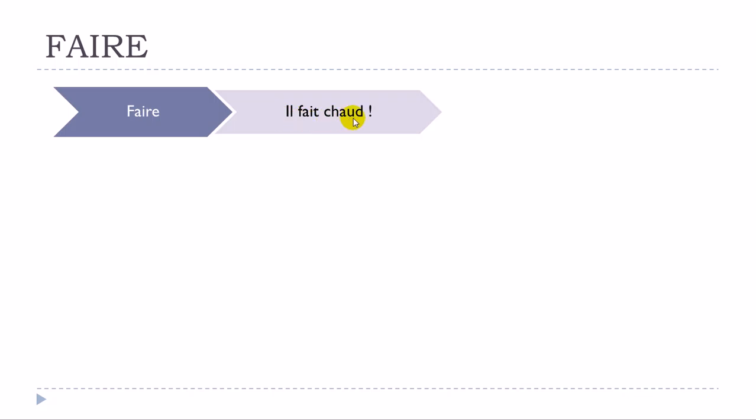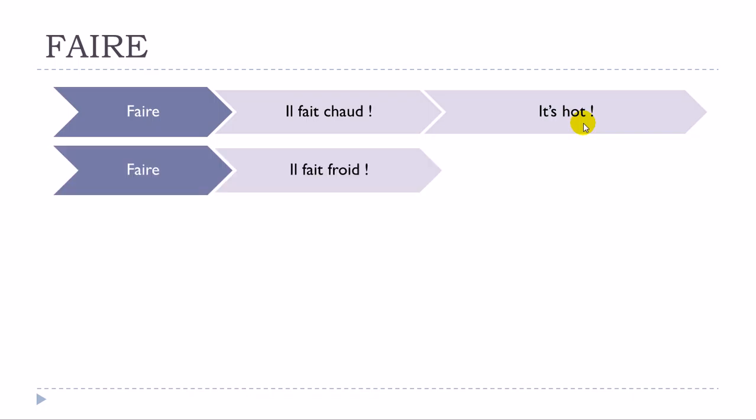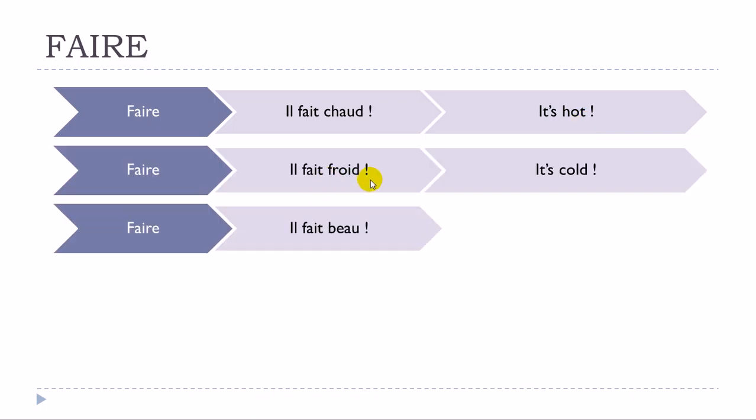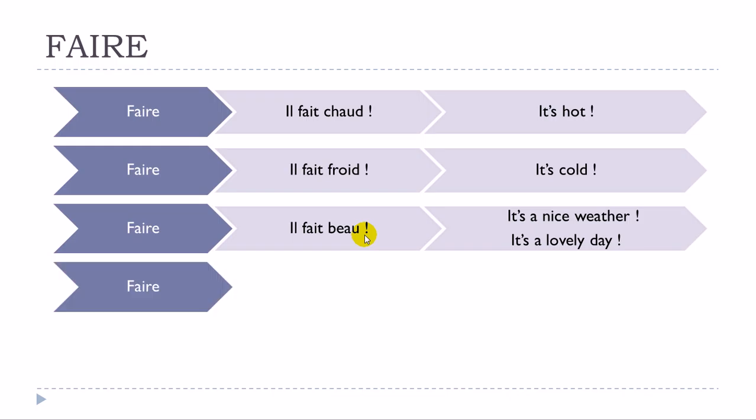So, il fait chaud, so you can see that we tend to use this faire when we're talking about the weather or the temperature. So in that case, it's hot. And then il fait froid, so obviously it's cold. And we've got this expression that we tend to use quite often, il fait beau, okay? And then the translation will be, it's nice weather or it's a lovely day. Il fait beau, okay? You can put that, of course, in the negative form as well.